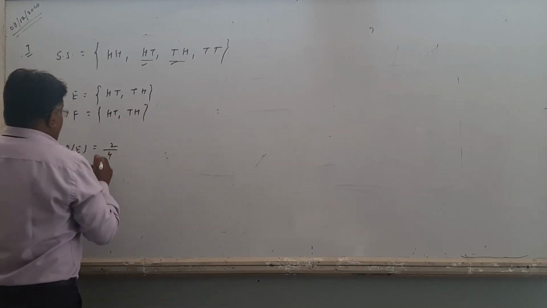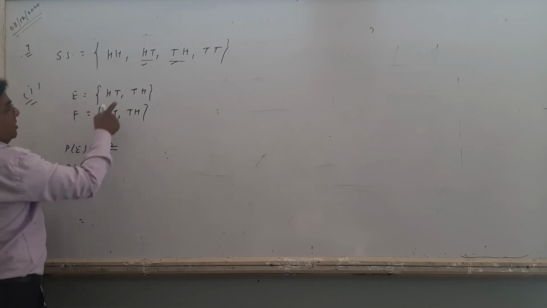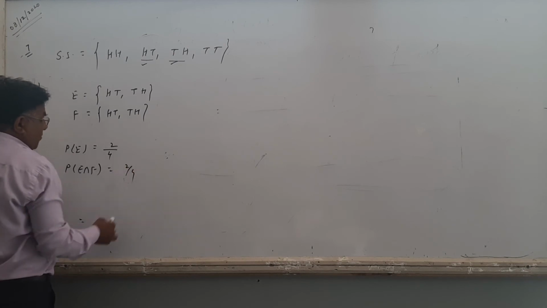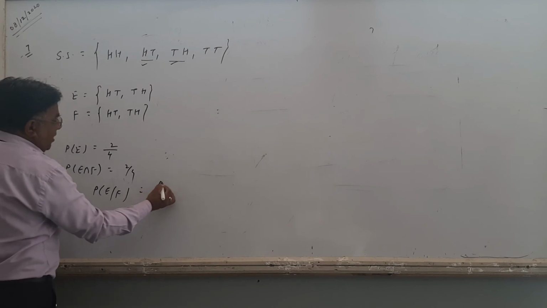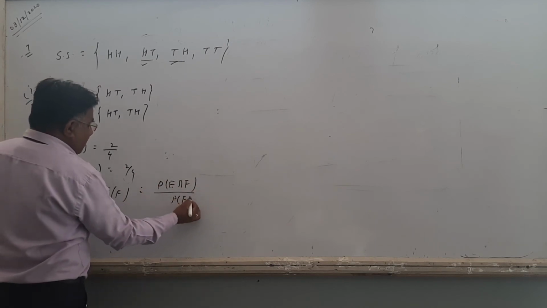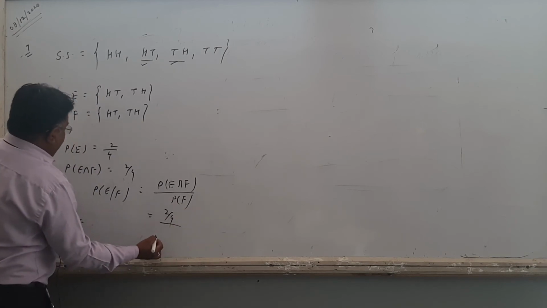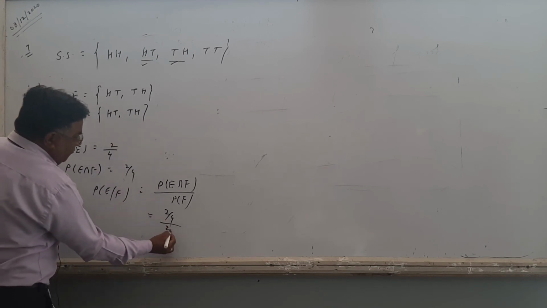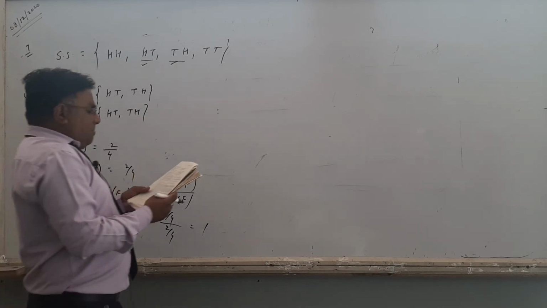But now the intersection is again the same. It is the same in both, that means the intersection E∩F is already 2 by 4. So now find the probability of E given F. That is the formula of conditional probability: P(E∩F) upon P(F). P(E∩F) is 2 by 4 and P(F) is again the same, 2 by 4. So the probability is 1.